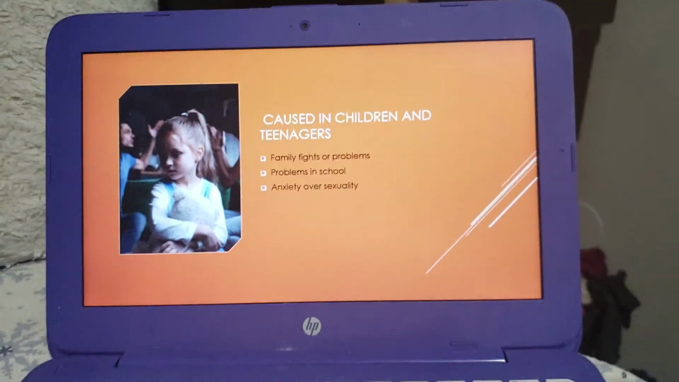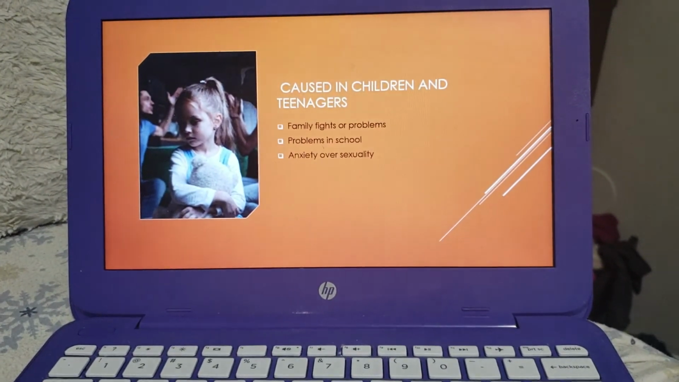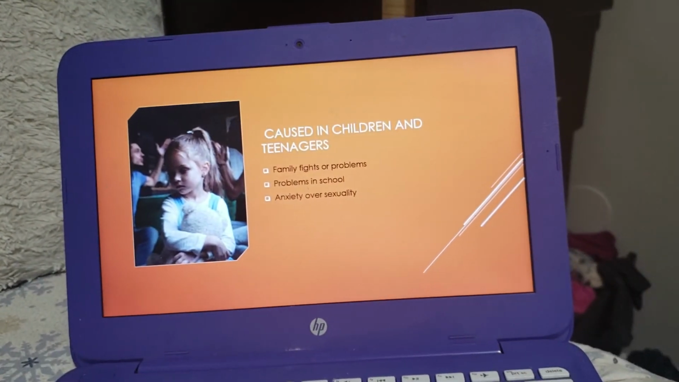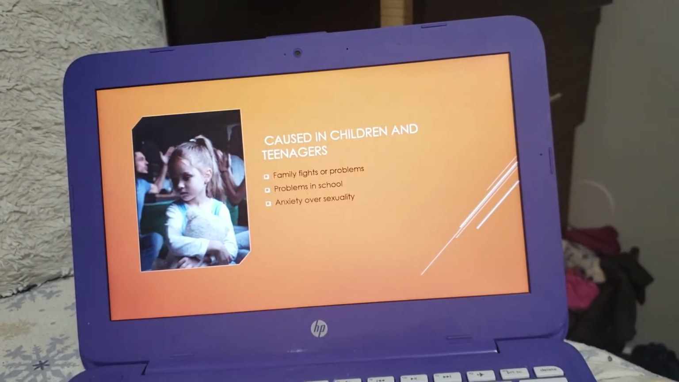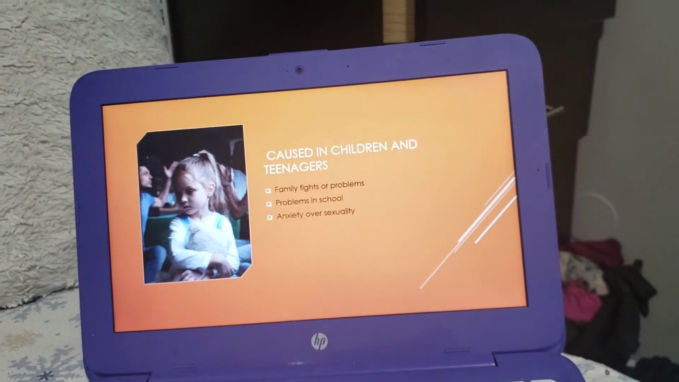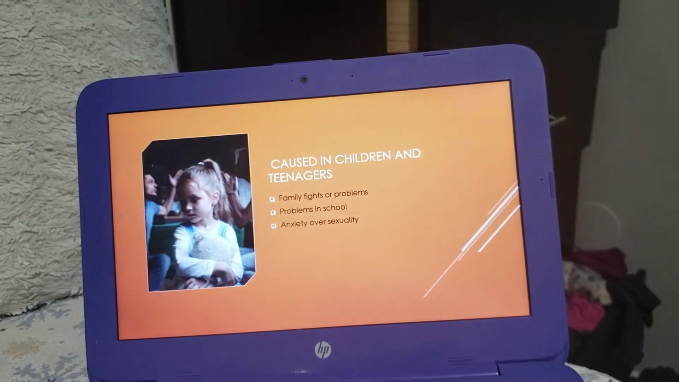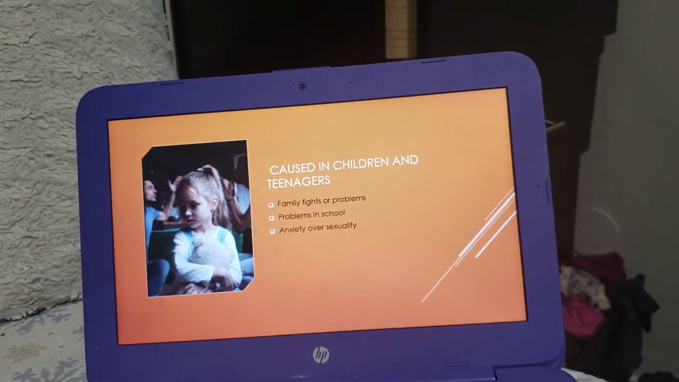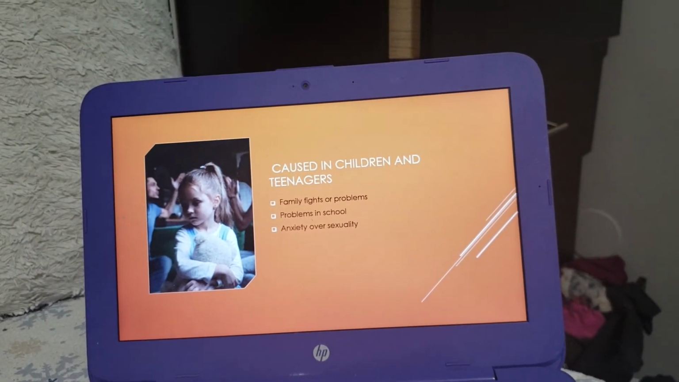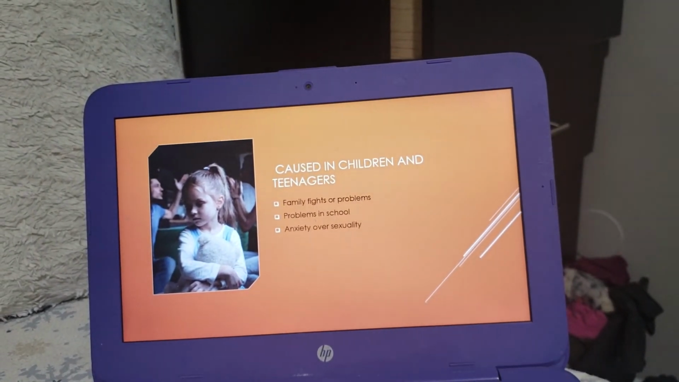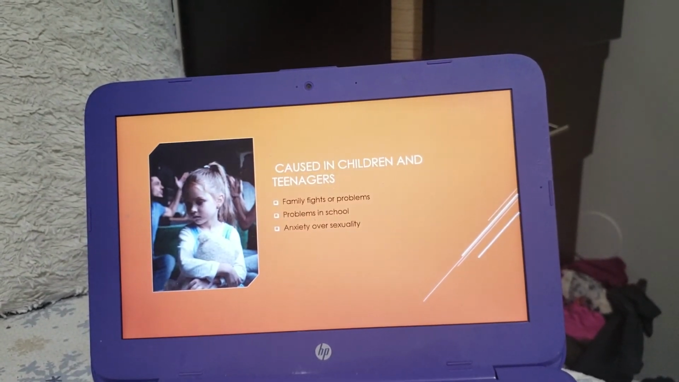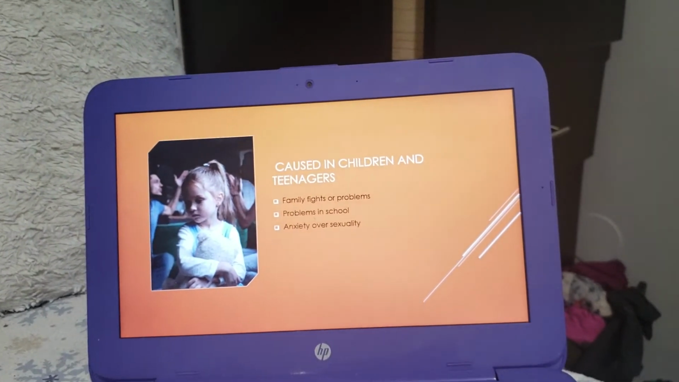So, causes in children and teenagers. Some of the things that can cause this are family fights or problems in school. It could be that you're new to the environment and you're just not fitting in. The setting is just not the right place for you right now. You're just not a good fit for the environment. It could be you're not getting the attention that you need. It could be you can't be yourself because everybody else is going their own way.